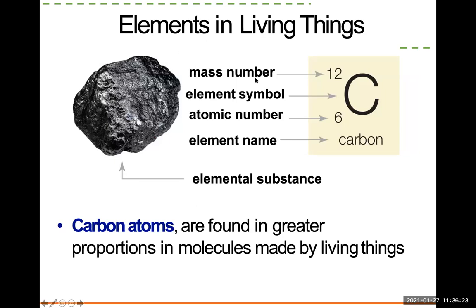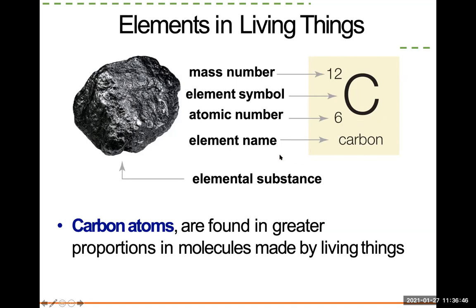So here we have the mass number on top. This is important because if I give you this picture without this labeled, and I ask you what the mass number is, I don't want you to confuse the mass number with the atomic number. So make sure you know that's on top. The atomic number is here, and this is the element name, that's carbon.